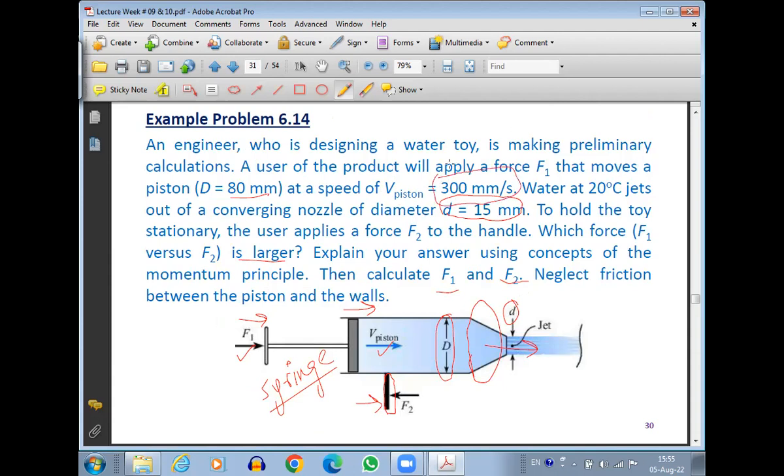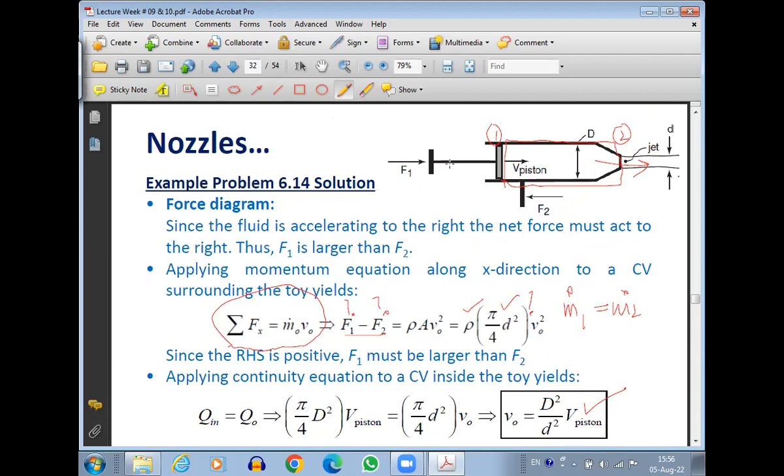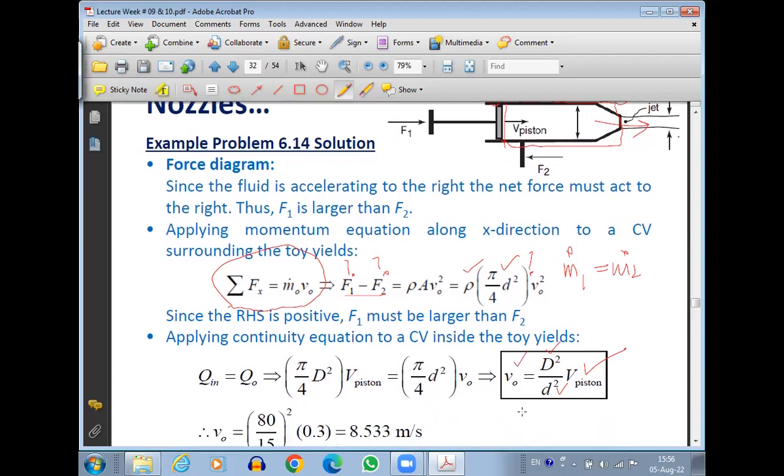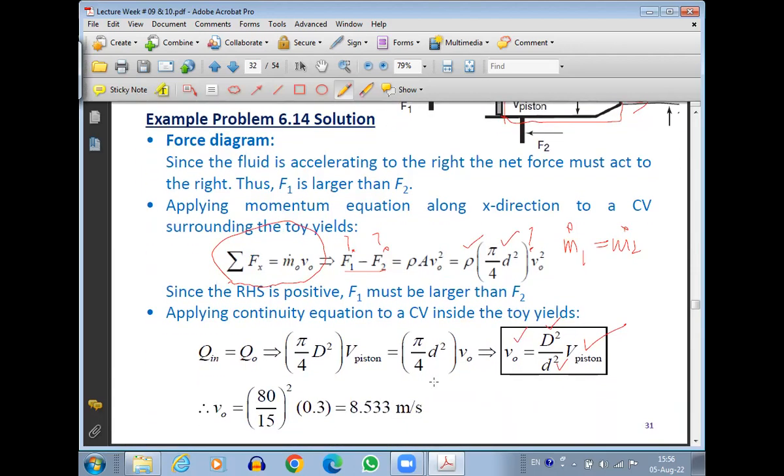So that was given in the question. Since we know the piston velocity, we can just substitute the value, and we know the diameters. So we can find out what is the velocity at the outlet. That's the velocity that comes out at the outlet. Once you have the velocity, we can substitute it into the equation here, and we can get F1 minus F2.